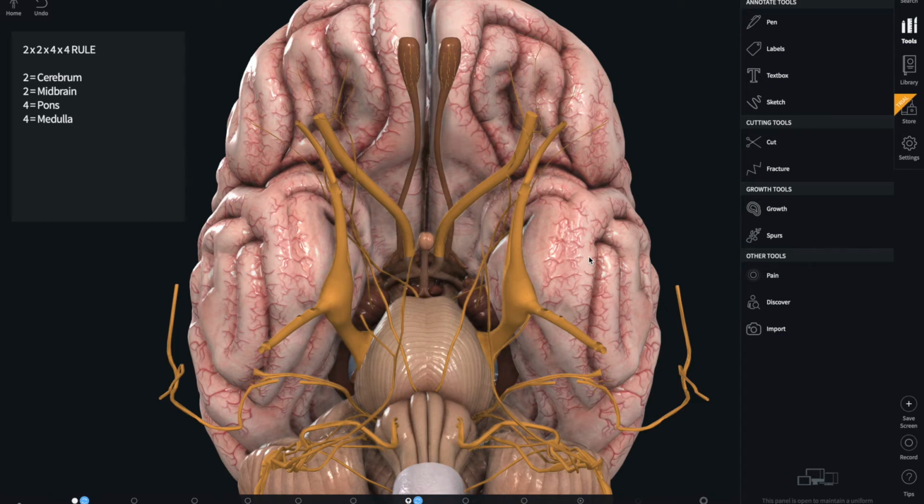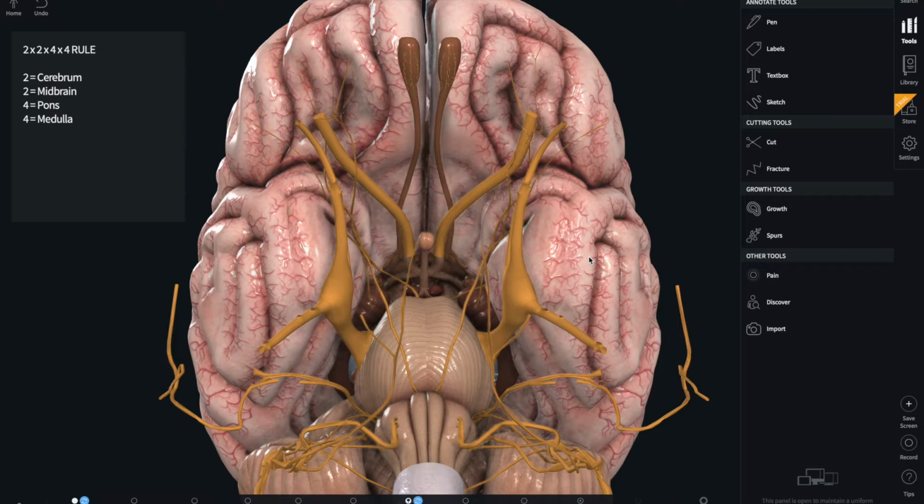This video is really just an introduction into the cranial nerves of the brain and how we identify them in the cerebrum and the brainstem. A nice trick that I like to adopt when attempting to identify the cranial nerves is the 2 by 2 by 4 by 4 rule.